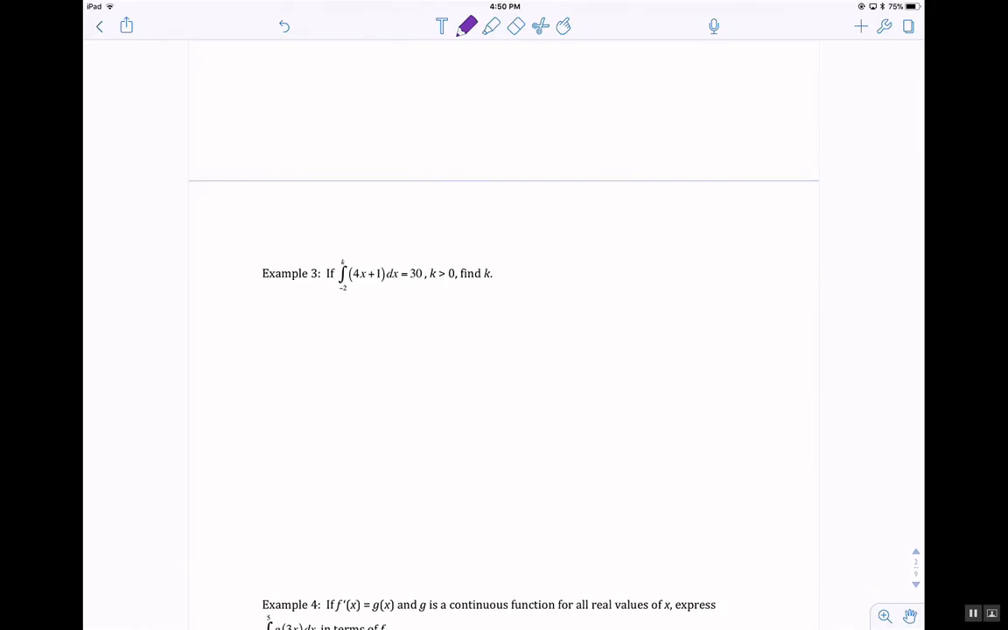Okay. Next one. If my integral is equal to 30, then find out what k is equal to. So I'll take my antiderivative first. 4 1/2 x squared plus x. Evaluating this from -2 to k, and this is supposed to equal 30. So then I get 2x squared plus x going from -2 to k is equal to 30.